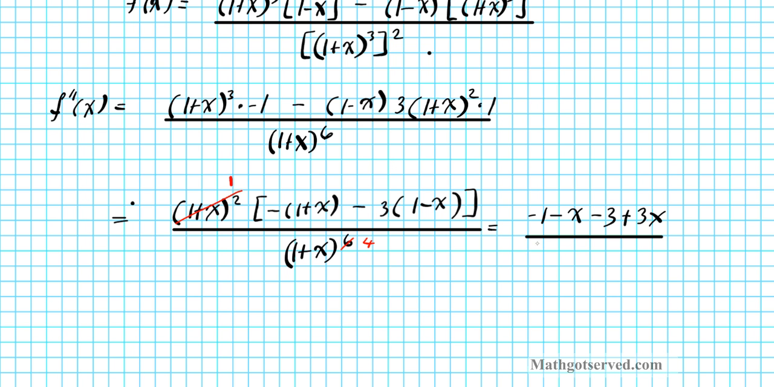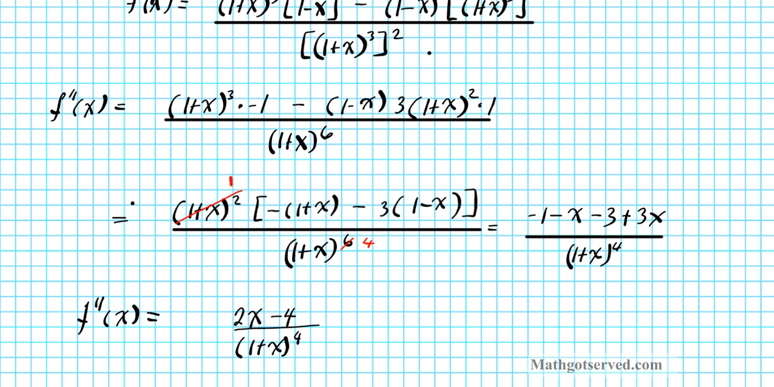All right, almost there. We just combine like terms on the top, and that will give us the second derivative. All right, so the second derivative of x is given by, let's see what we have here, 2x minus x plus 3x is 2x minus 4, divided by 1 plus x to the 4th.